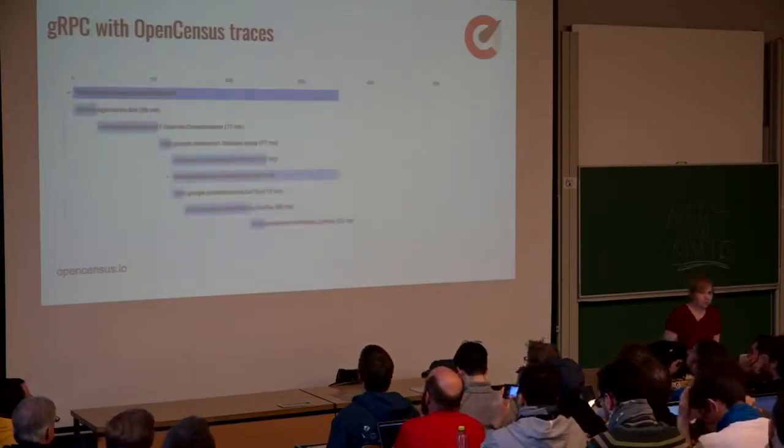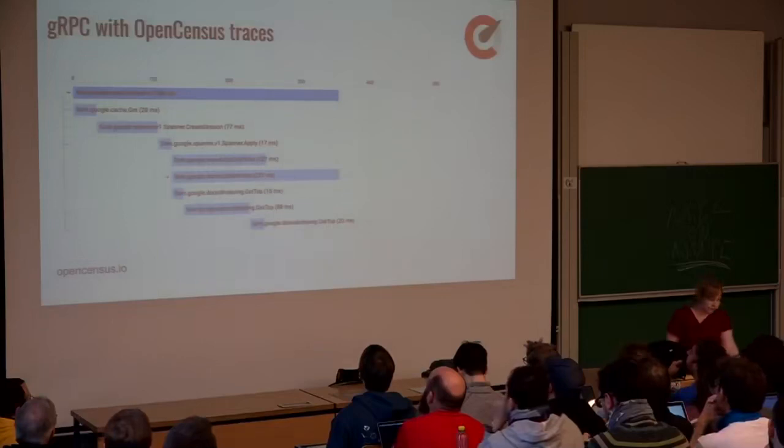So here's an example of the traces collected from an RPC. You can see the internal RPC is made in order to satisfy the original incoming request.